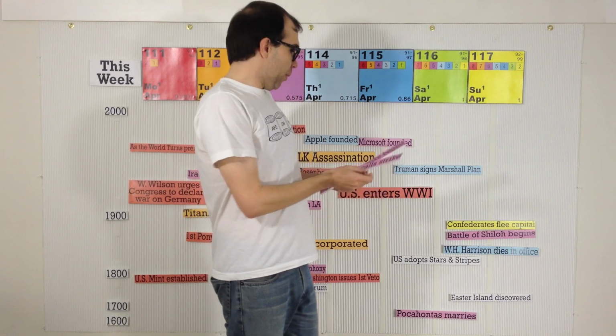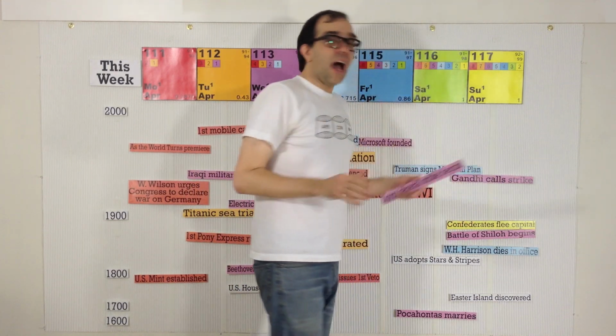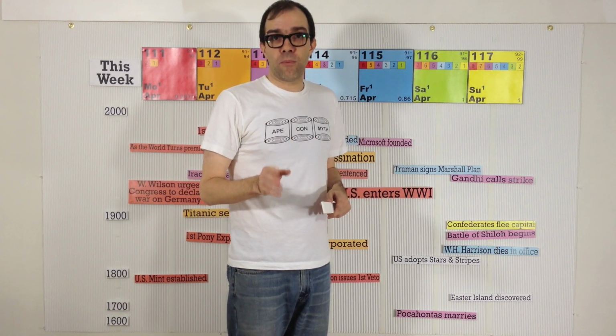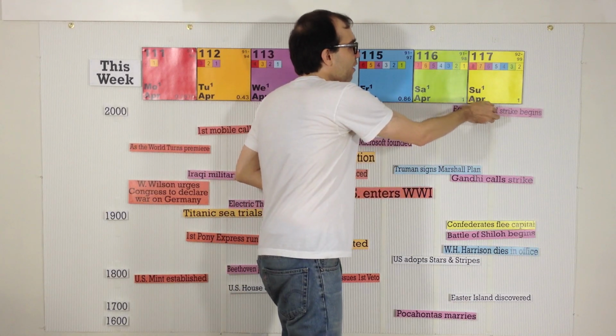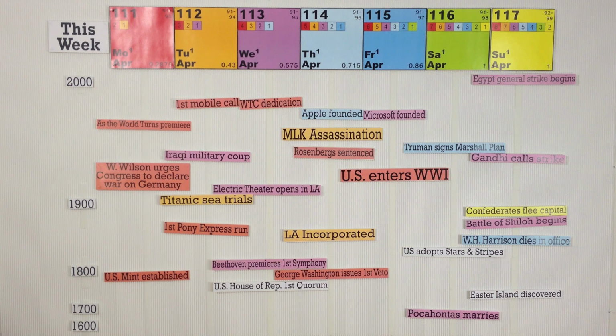And finally, we end with another pair starting in 1930 when Gandhi calls a strike after a 24-day march to the sea in protest of British salt laws. And then finally, in 2008, a general strike begins in Egypt on the very same Sunday. And here we have This Week in History.